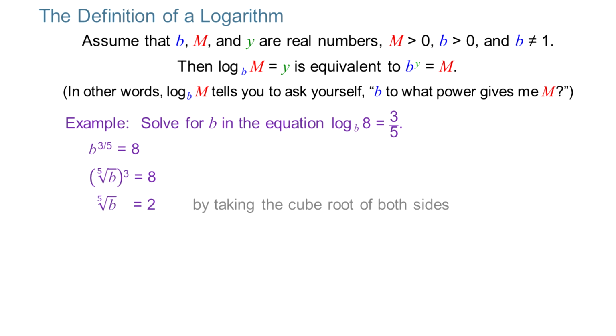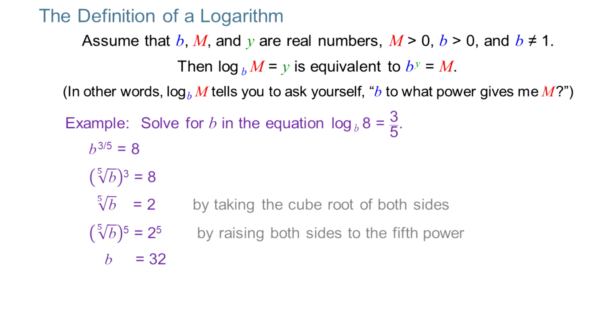To cancel out the third power, I'll take the third root of both sides of the equation. To cancel out the fifth root, I'll raise both sides to the fifth power. That gives me an answer of b equals 32.